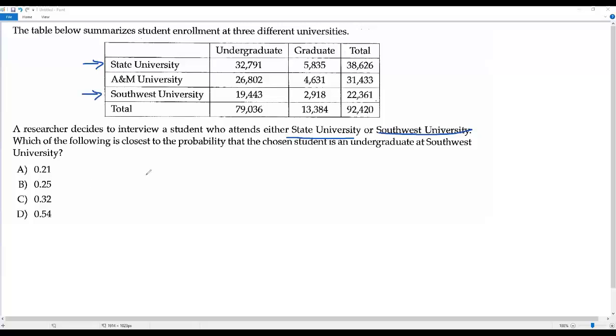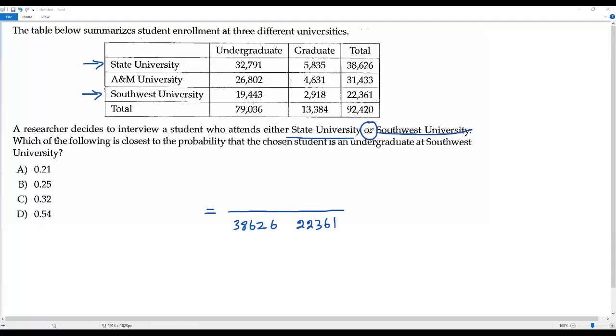So to answer this probability question, we have to write the total counting for this one and this one in the denominator. So the total for State University is 38,626. Let's write this one in the denominator. And the total for Southwest University is 22,361.